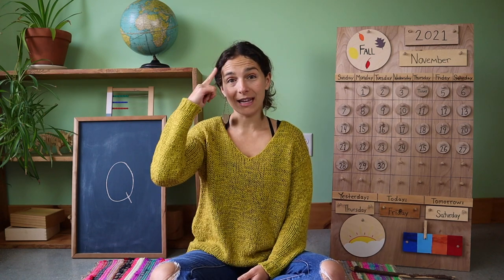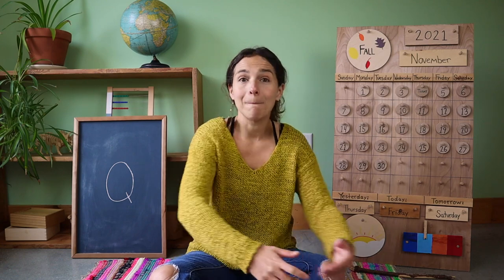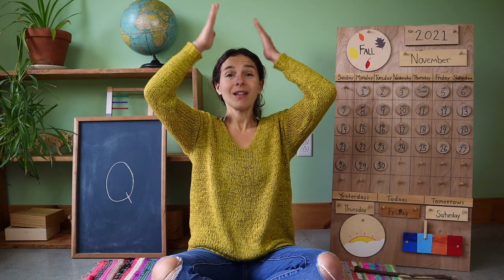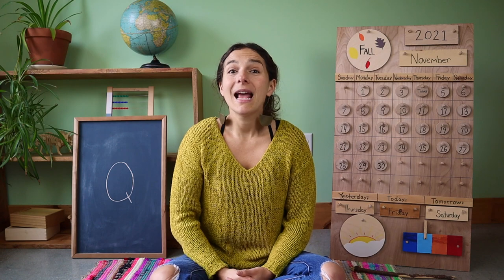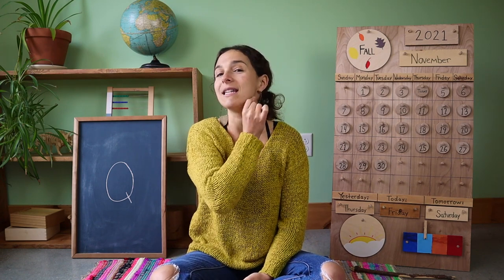Next, we have to put on our thinking hats. So you look for your thinking hat. My thinking hat is over here. I'm going to put it on top of my head. Today, my thinking hat has a zipper underneath my chin. So I'm going to zip it up.